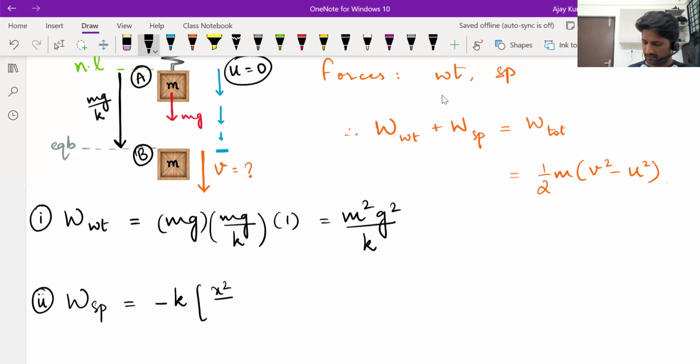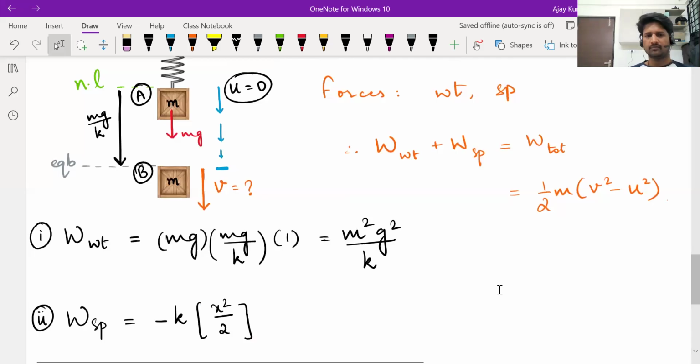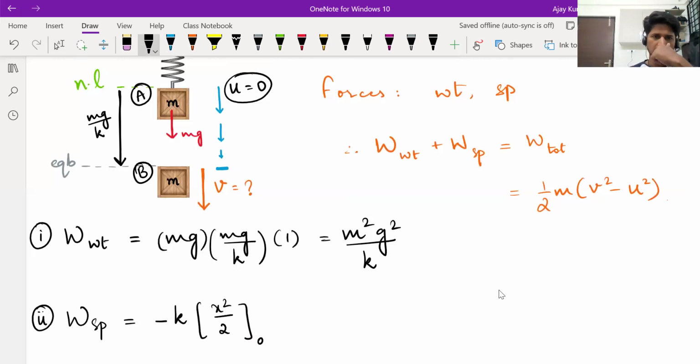I'm writing it directly. We have to substitute the limits. Aishwarya, initial position, like at A, how much is the compression or elongation in the spring? 0. It was at natural length. At B, when the block comes to B, how much is the compression or elongation in the spring? So x final, how much? No, x final only. How much is that in this situation? So mg by k. That's the upper limit for x.